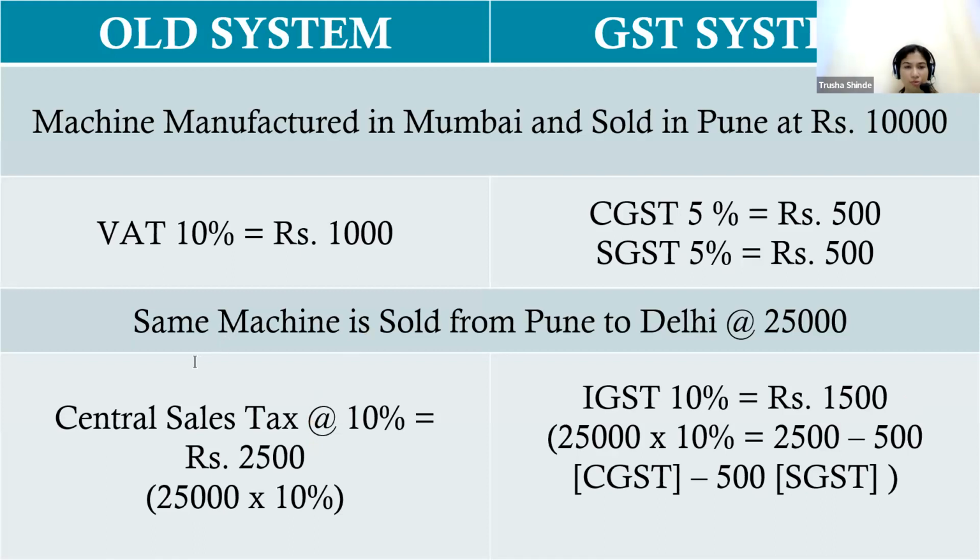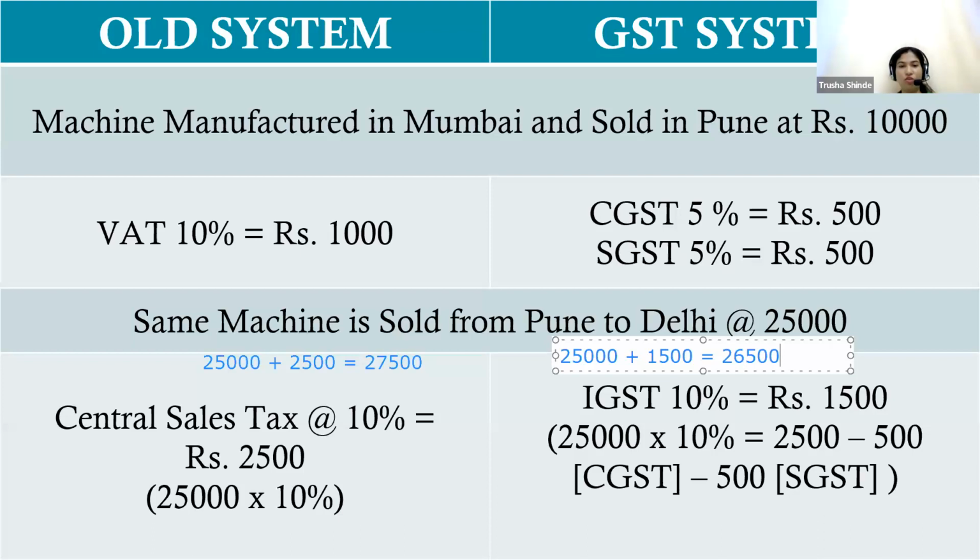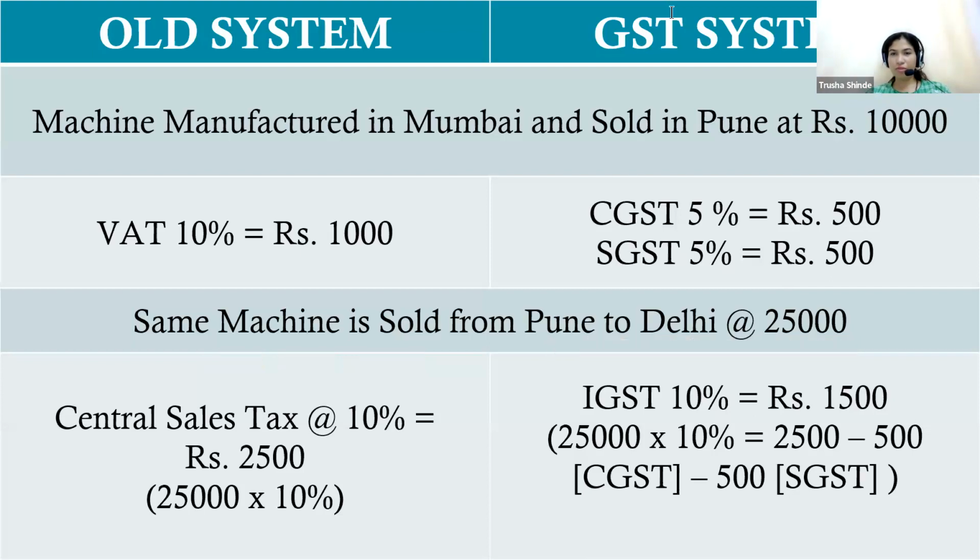Here, if you see the value, that is 25,000 plus 2,500, which comes to 27,500. And in the new GST model, the value for the end consumer comes to 26,500. So again, you can realize the difference between the old system and the new system. I hope it's clear for you till now.